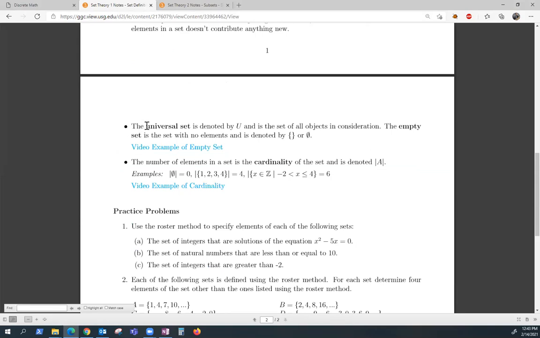There's one additional piece of information in this set of notes that's later in the book, and that's the universal set. And the universal set is just the set of everything under consideration. And I'll talk in more detail about that a little bit later. Let's look at some example problems.